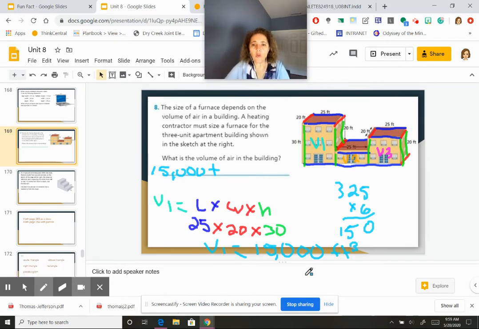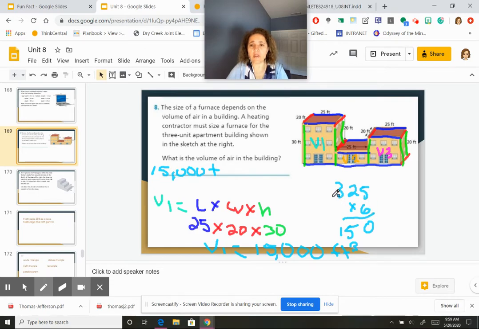Okay, if you got 15,000 feet cubed or cubic feet, you'd be correct. So what I did is I did 25 times 6. Why 6? Because 2 times 3 is 6. I ignored my zeros and then I added them back in at the end. So I did 25 times 6.